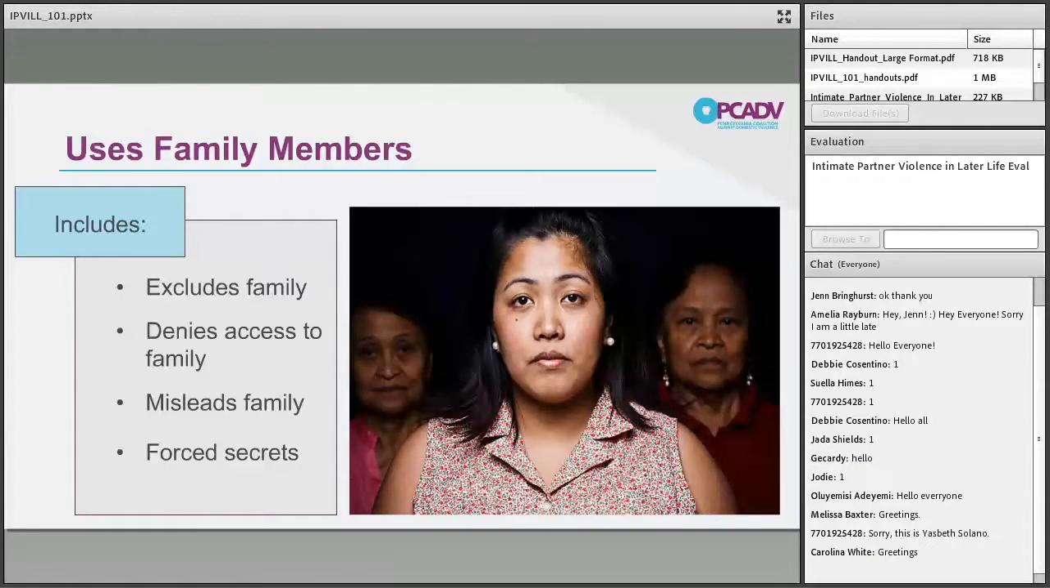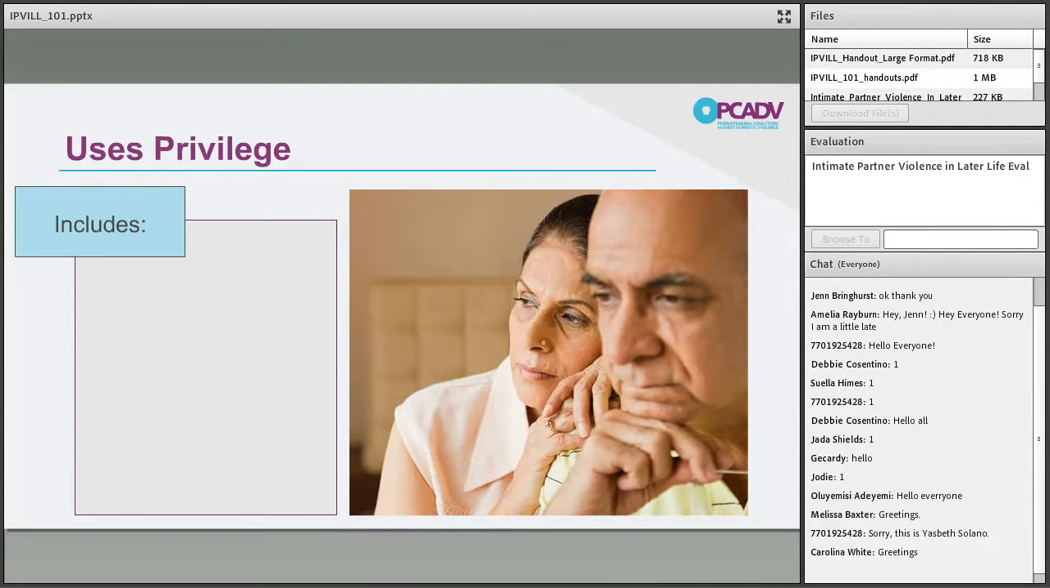So again, what this does is a tactic that's being used to wedge between the older adult survivor and the family. When we're talking about privilege, we're talking about the abuser speaking on behalf of the older adult, either at financial or medical appointments, which takes away the agency of the older adult, whether they're perceived to have it or not. The abuser takes on the voice for them.